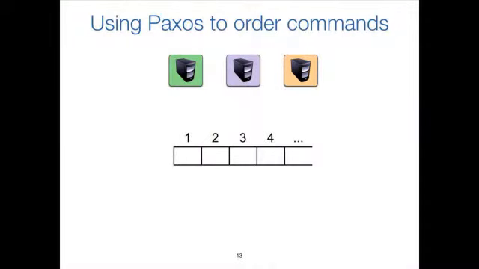So how do we use Paxos? This protocol, as I said, at its core, is a consensus protocol. It lets us agree on one thing. How do we use it to agree on a sequence of things? Right? That's what we want in state machine replication. And I'm going to show you this through an example.